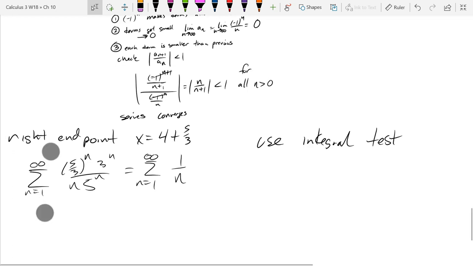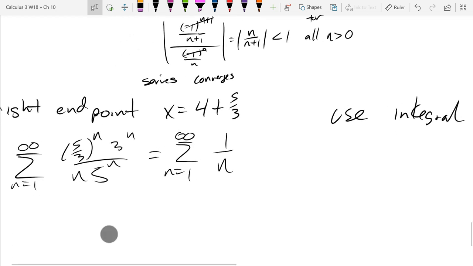All right, so hopefully you saw the algebra cancel out to just 1 over n. It was almost the exact algebra as before. You just had positive 5/3 instead of negative 5/3. So the only thing different, there's no negative 1 to the n. I saw some of you write positive 1 to the n, totally OK. Positive 1 to any power.